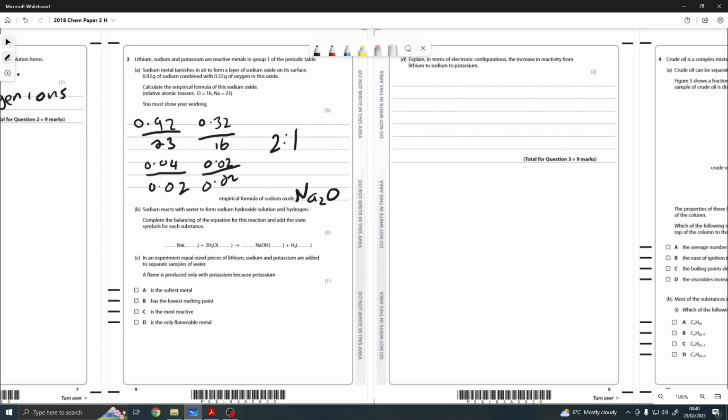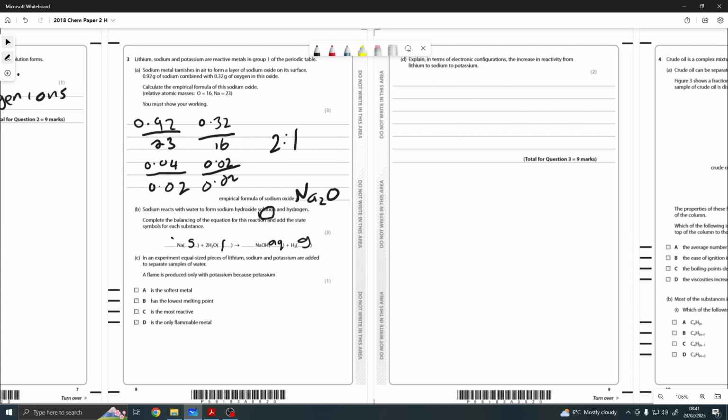Now, it says sodium reacts with water to form sodium hydroxide solution and hydrogen. Complete the balanced equation and add the state symbols. Now, you will be expected to know state symbols of various things, okay? The only slightly iffy one here is sodium hydroxide, but it tells you that's a solution. That means that one is indeed aqueous. Hydrogen, you should know, is a gas. Water, you should know, is a liquid. And sodium, you should know, is a solid.